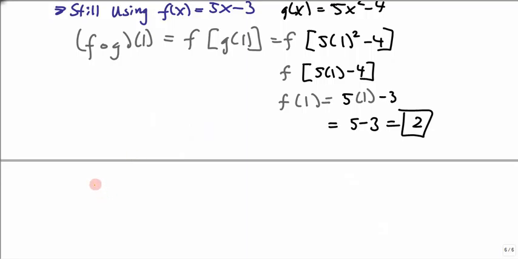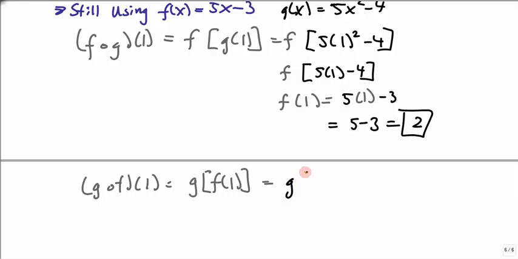So let's do the same thing for g of f of 1. That means everywhere in my function g, I'm going to plug in f of 1. So I take the 1 and plug it into the f and get an answer, and take that answer and plug it into g. Well, f of 1 is going to be 5 times 1 minus 3. 5 times 1 is 5. 5 minus 3 is 2. So I get 2 when I plug 1 into f.